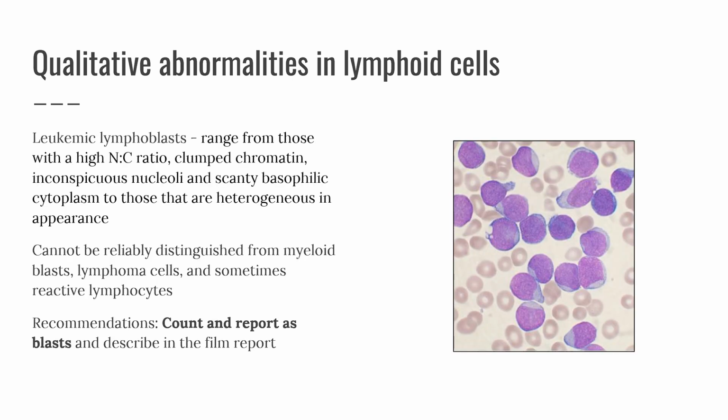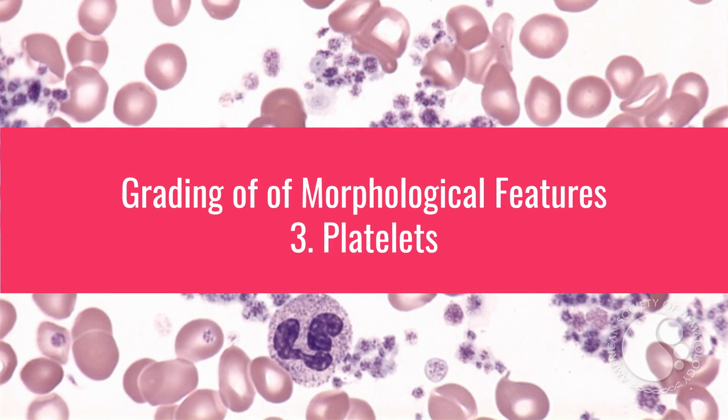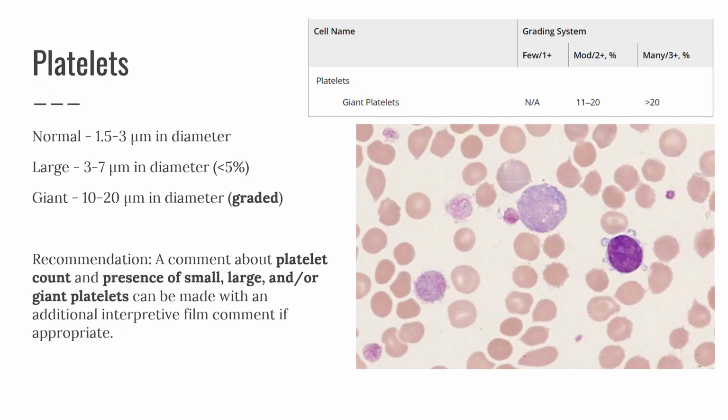Leukemic lymphoblasts, like your myeloblasts, can just be counted and reported as blasts with an accompanying description in the film report. So these are the summary of the recommendations for grading and reporting of your WBC morphologic findings. Finally, we go to the grading of morphological features of the platelets. Platelet size should be considered in relation with the platelet count.